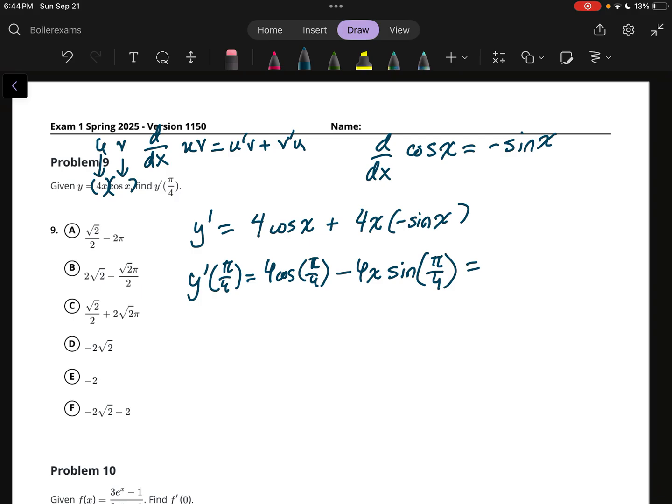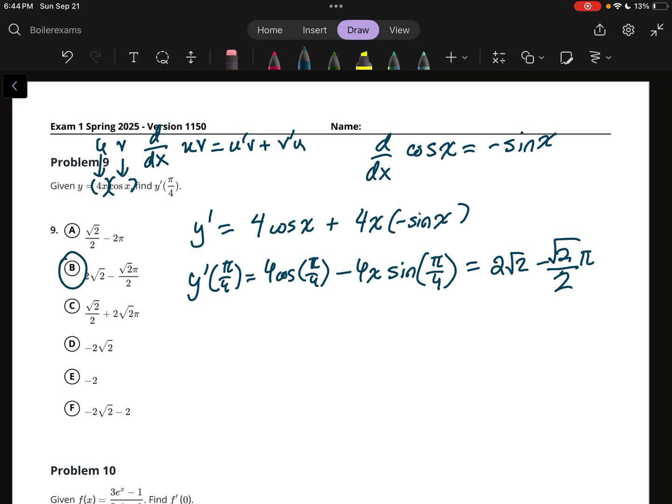Okay, so the value of cosine pi over 4 is root 2 over 2. So this becomes 2 root 2, and the value of sine pi over 4 is also root 2 over 2, so this becomes negative root 2 over 2 times pi. If you have your trig values memorized, that's awesome, so it's really easy to do.